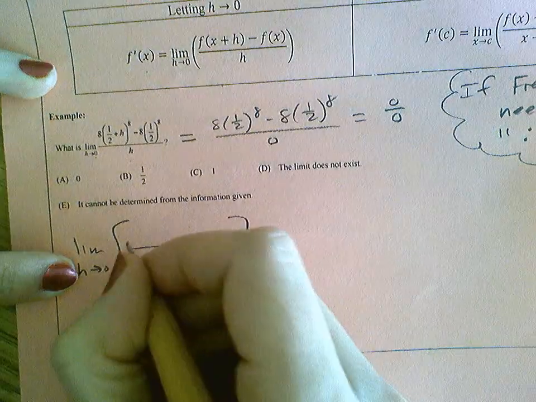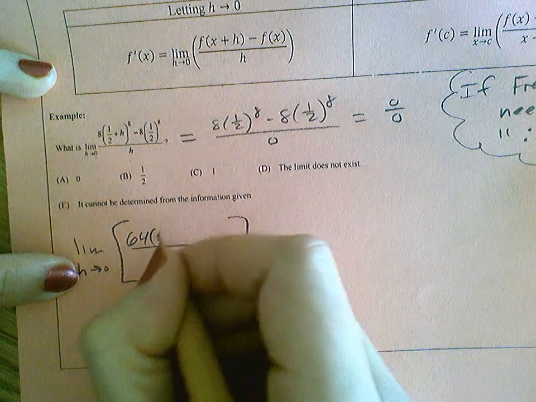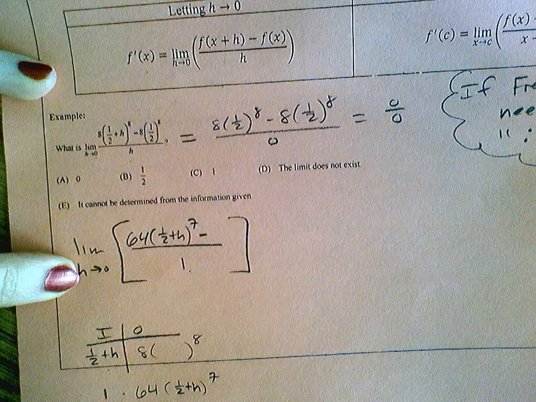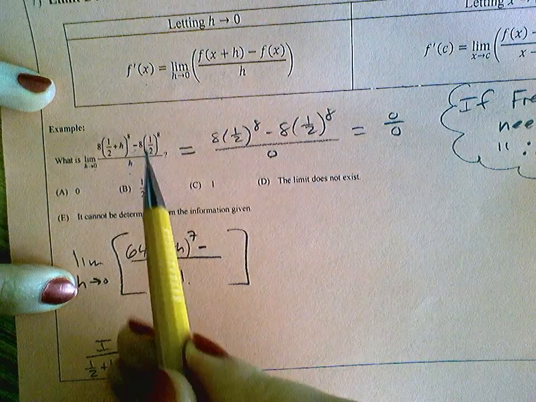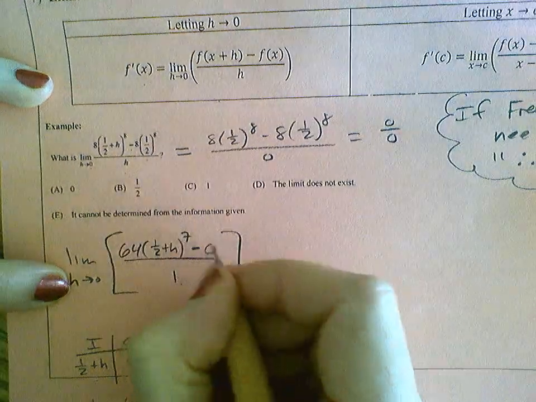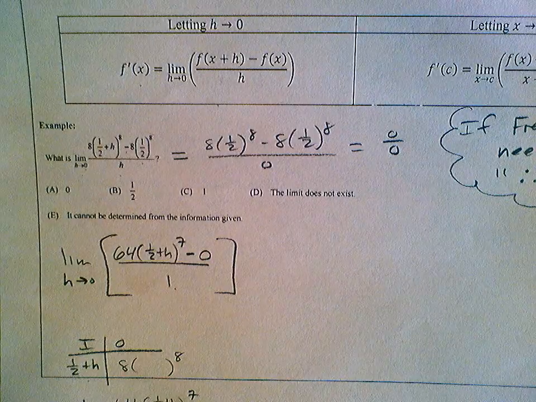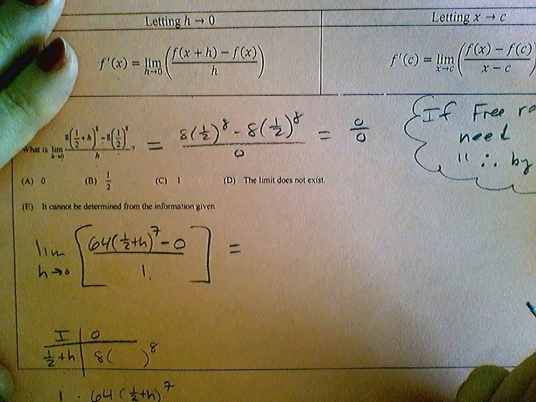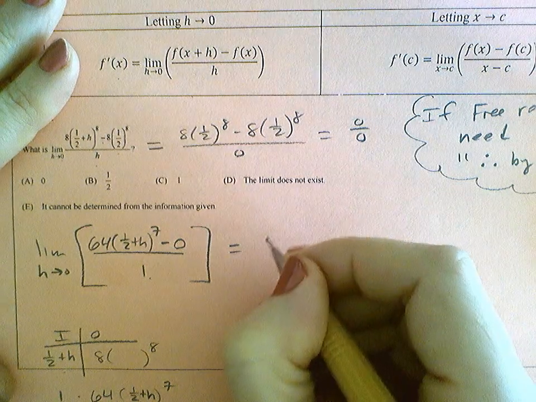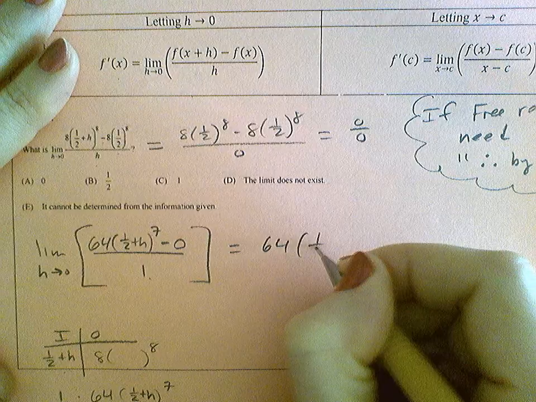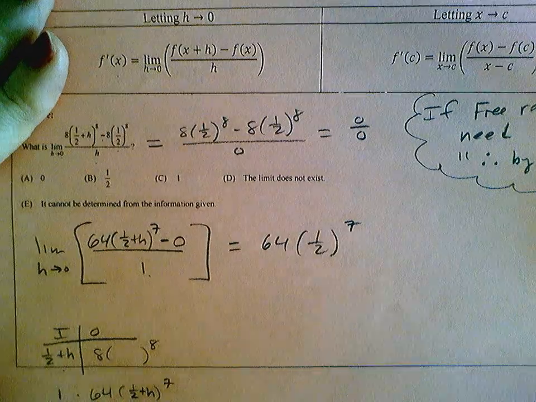So that's this. So it's 64 (1/2 plus h) to the 7th minus, because that minus, what is the derivative of this right here? That's just 0. That's just a number. The derivative of a number is 0. And then you do direct substitution again. So this is 64 times 1/2 to the 7th.